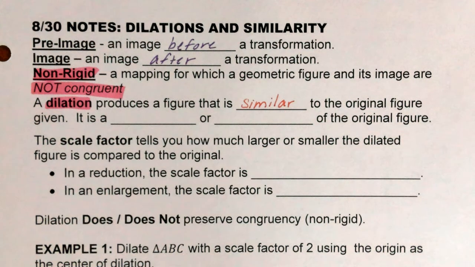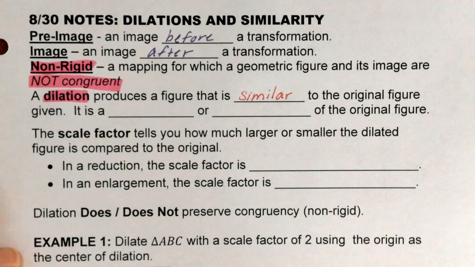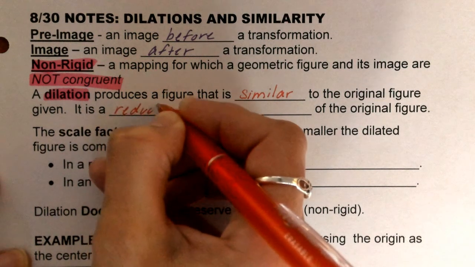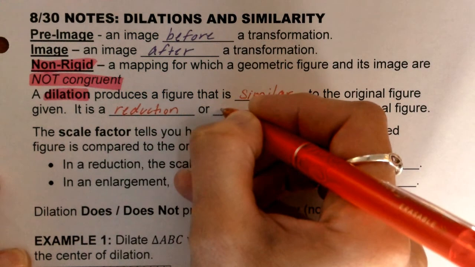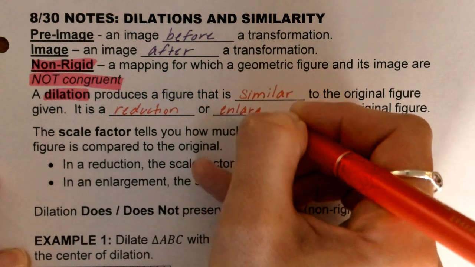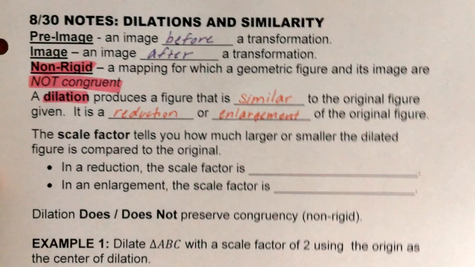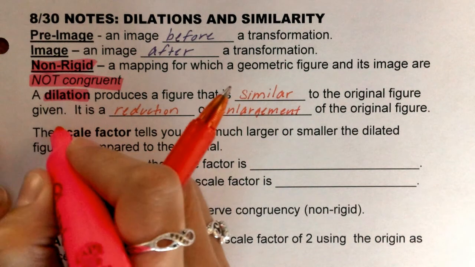What similar means is you'll still have the same shape, but now the size is going to change. This is the only one out of the four transformations that changes size. So since it's going to change size, it's either going to be a reduction or an enlargement, bigger or smaller. Now, how do you know how much bigger or smaller? You're going to look at your scale factor.